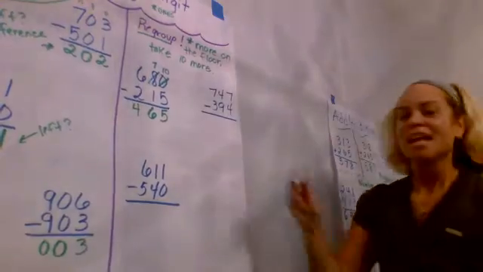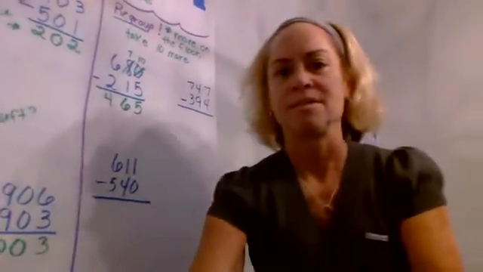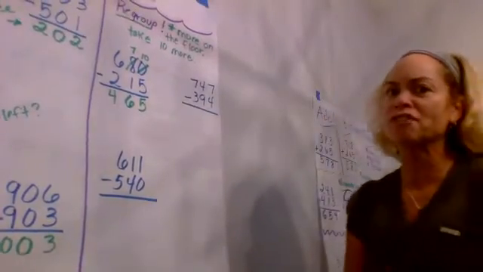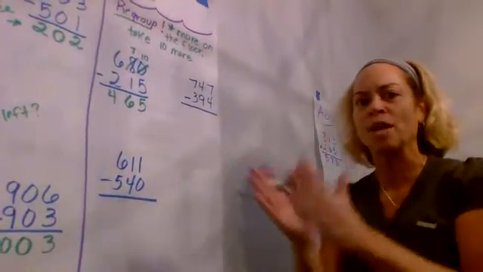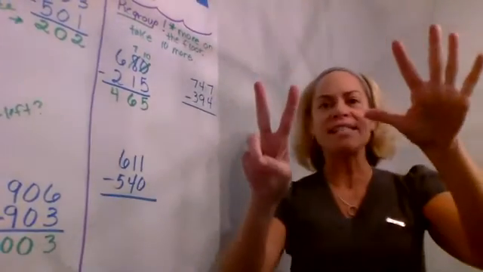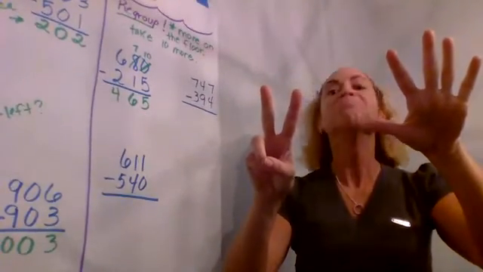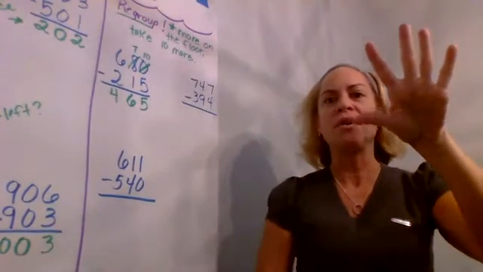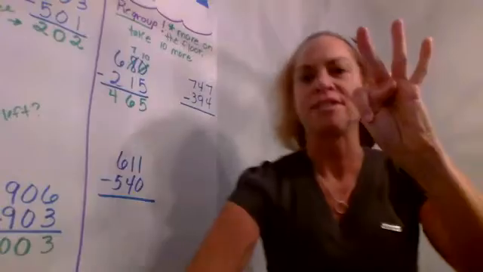Okay, let's try this next one here. I'm going to move you a little bit closer. We have 747 minus 394. Begin in the ones place. 7 minus 4. If I have 7, can I take away 4? Sure can. I have enough. 1, 2, 3, 4. What's left? 3.